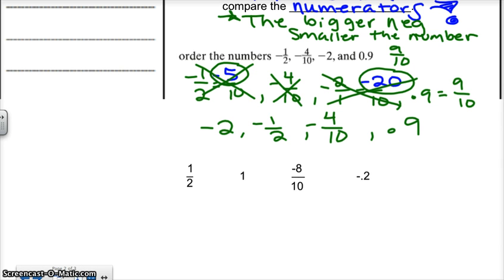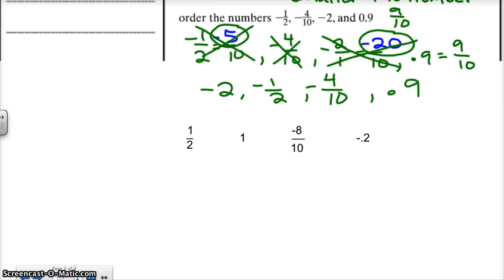Okay? Yes, Jeff. Why is the whole number first? It's the biggest negative. The bigger the negative, the smaller it is. So that's why it's first.